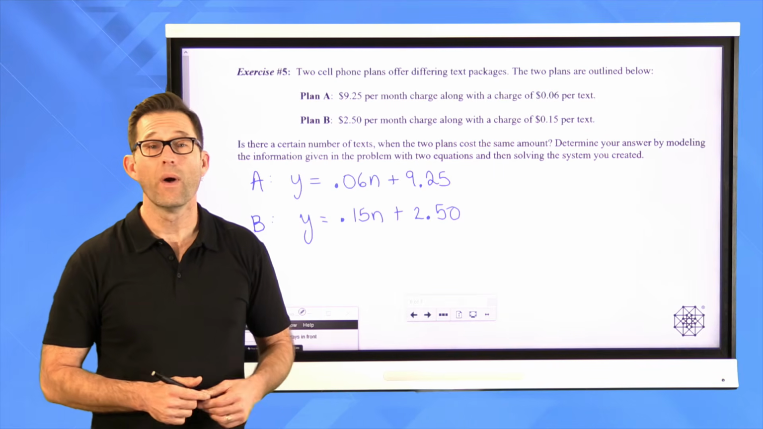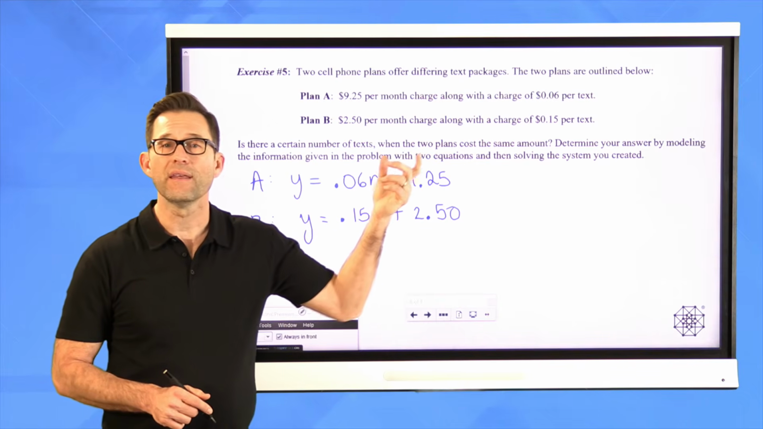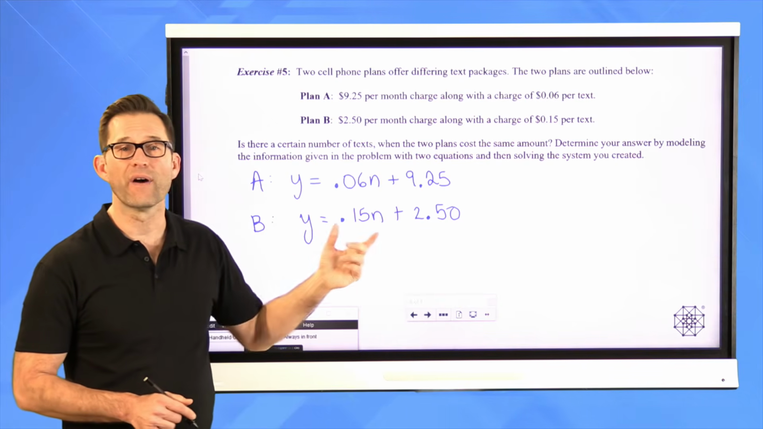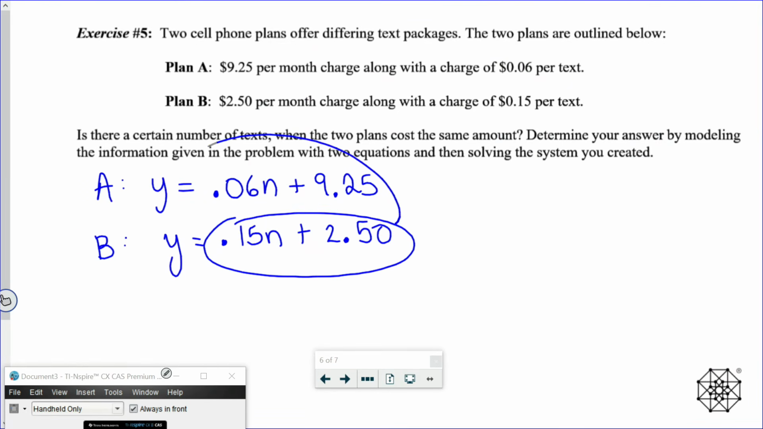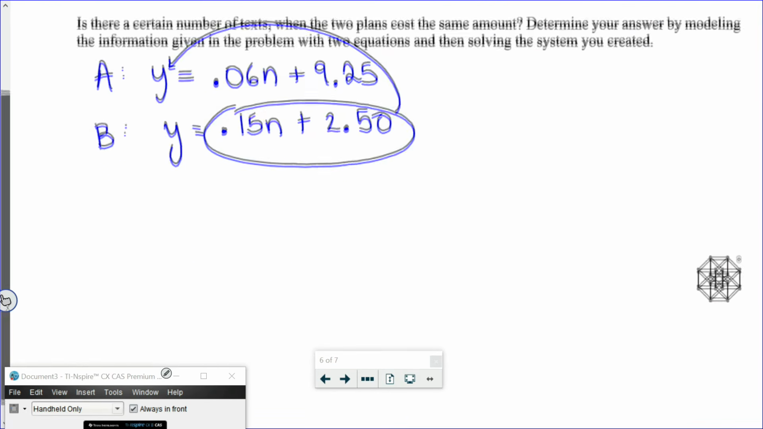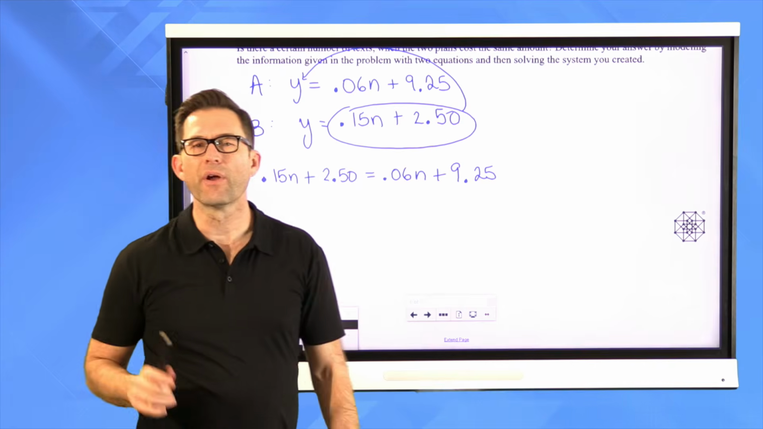All right, well, again, since both of these equations are already in terms of y equals, I can either substitute this one into this one or vice versa. I think what I'm going to do is take this particular equation and substitute it into this one, and we'll start that maybe right here. So I'm going to get 0.15n plus 250 is equal to 0.06n plus 925.